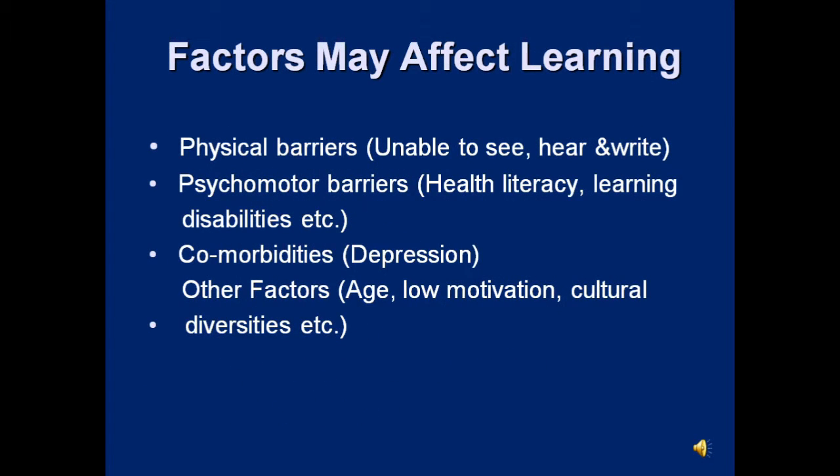Before you begin to teach, the nurse should first identify the factors that may affect the patient's learning process. As an example, physical barriers such as being unable to hear, see, or write. Psychomotor barriers, such as health literacy, learning disabilities, comorbidities such as depression, and other factors such as age, readiness to learn, language barriers, cultural diversities, and family support. This means that our patient approach must be individualized, and these factors will determine the type of approach the nurse needs to select when educating the patient.